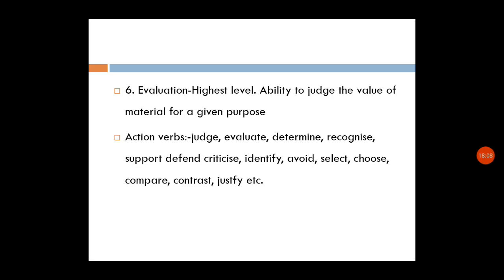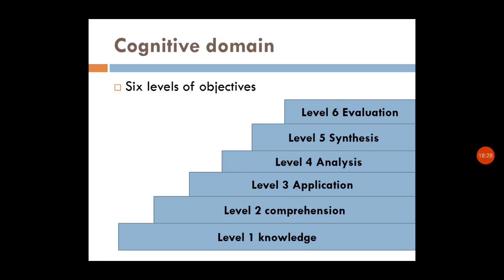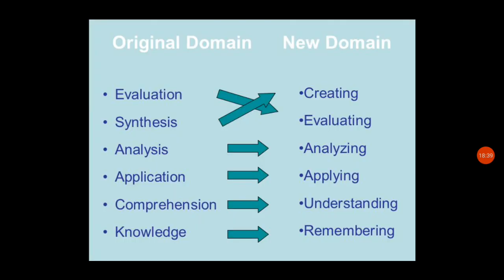And action verbs are judge, evaluate, determine, recognize, support, defend, criticize, identify, avoid, select, choose, compare, contrast, justify, etc. So these are the 6 levels of the cognitive domain. Already we discussed the 6 levels: knowledge, comprehension, application, analysis, synthesis, evaluation. This is according to Bloom.